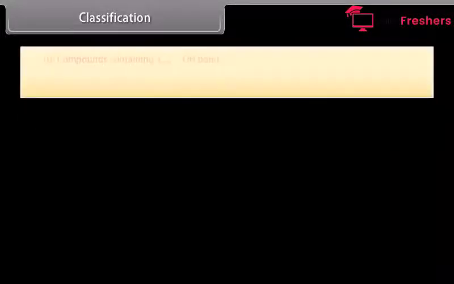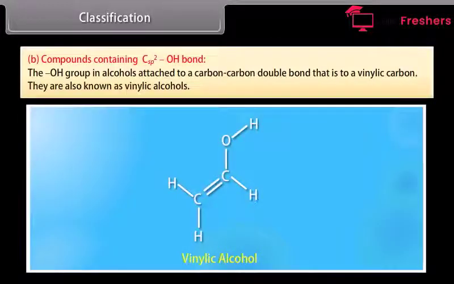Classification. Compounds containing sp2 hybridized carbon atom bonded with hydroxyl group. The hydroxyl group in alcohols attached to a carbon-carbon double bond, that is, to a vinylic carbon. They are also known as vinylic alcohols.